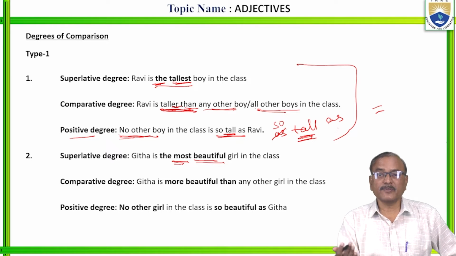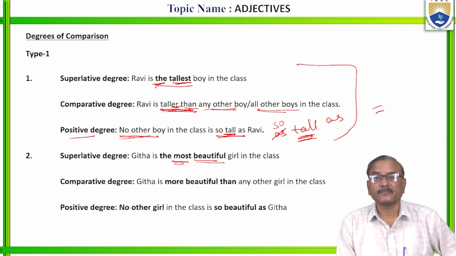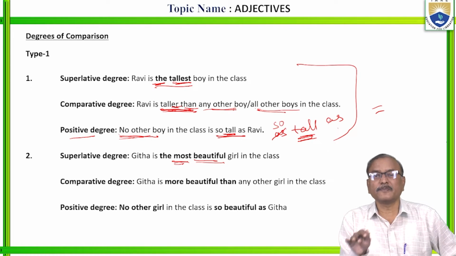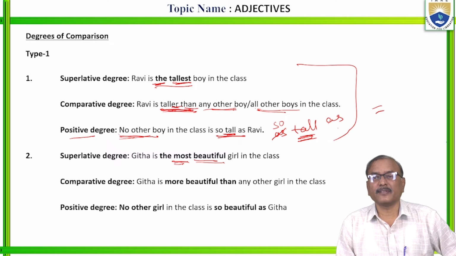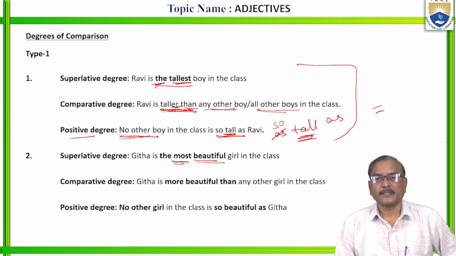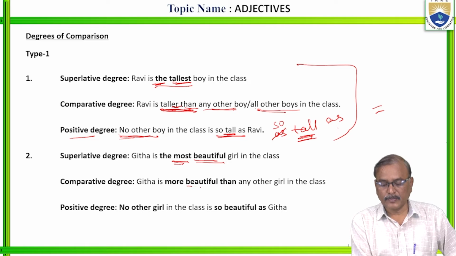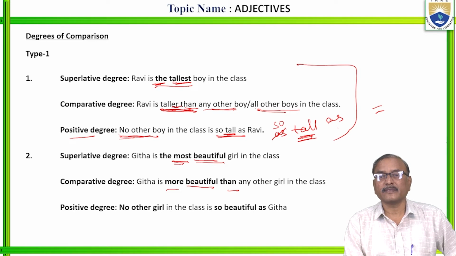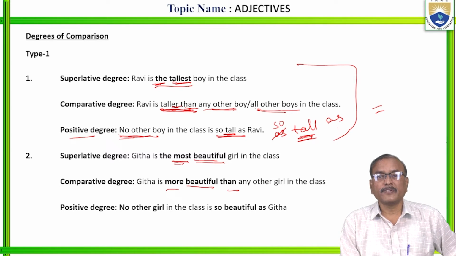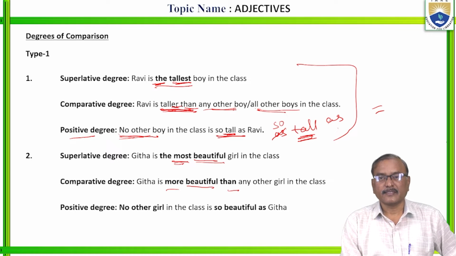Geeta is the most beautiful means superlative. Superlative means she is super here. Most beautiful girl in the class means no one is equal to her. No one is equal to her. Right? So here, to change it into the comparative degree, you write "more beautiful than."